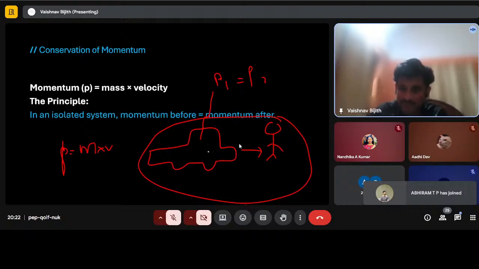This will become equal. So earlier, this person's momentum was small, but when they came in contact, this P2 became a very high value. So this person will experience very high momentum, because of which he will be thrashed away, and that's what we see in real life. All right.